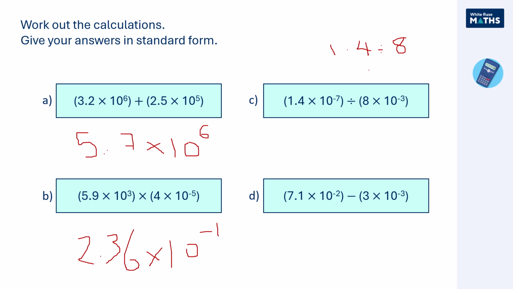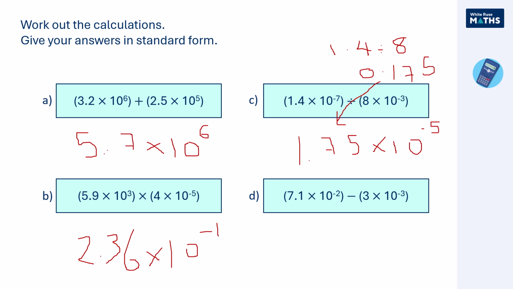So it's going to be 0.175. And when I divide, I'm going to subtract the powers. Minus 7 minus 3, because minus 7 plus 3, so it's going to be minus 4. So we're going to have 1.75 times 10 to the minus 5. Okay. So remember, I'll obviously times that by 10, so I'm going to knock off 1 from the power. So minus 4 minus 1, times 10 to the minus 5.